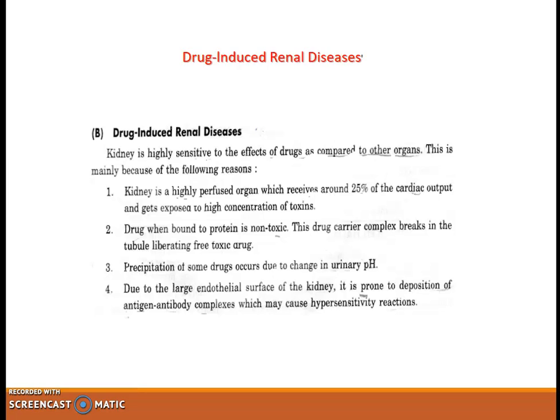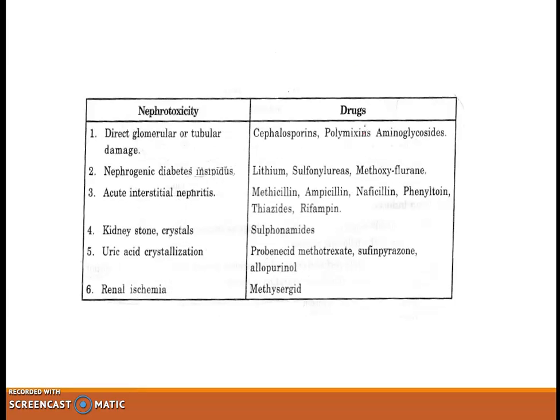Precipitation of some drugs occurs due to change in urinary pH. Due to the large endothelial surface of the kidney, it is prone to deposition of antigen-antibody complexes, which may cause hypersensitivity reactions. So, nephrotoxicity and the drugs responsible for nephrotoxicity are as follows.